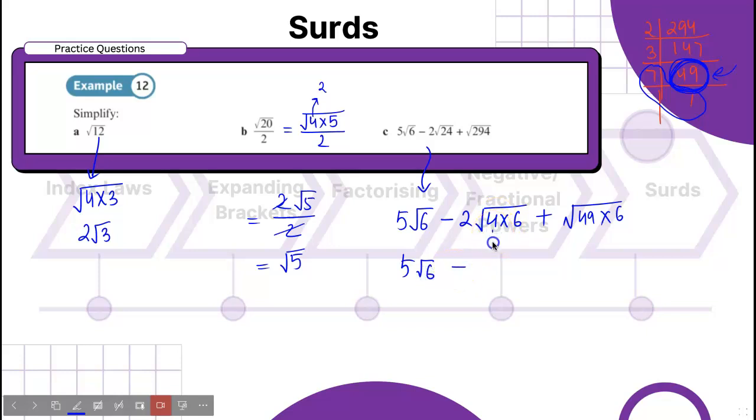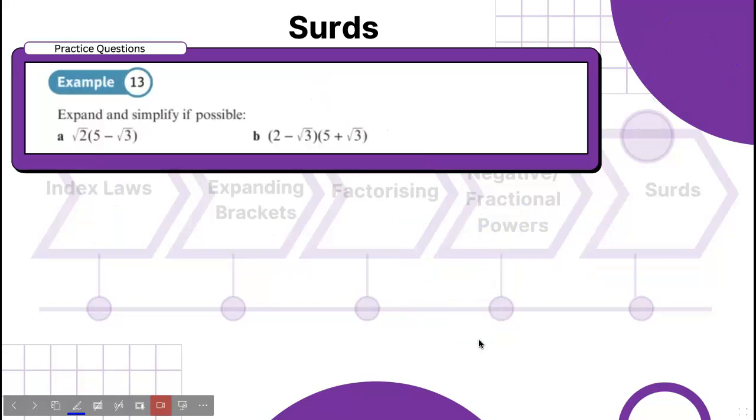Take away. This 2 comes out, multiplies with that 1, so gives us 4 root 6. 7 comes out, gives us 7 root 6. Okay, can we simplify this? 5 root 6 take away 4 root 6 gives us 1 root 6, plus 7 root 6 gives us 8 root 6. Hope that makes sense. So this is all about simplifying.